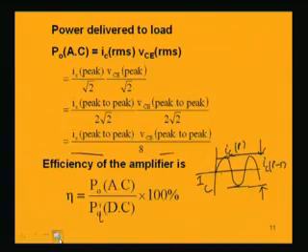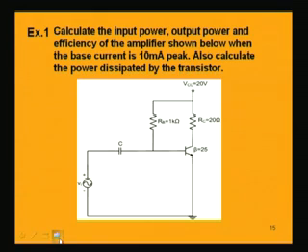But now, before going to the transformer coupled amplifier, let us try one example dealing with this class A series fed type of power amplifier. So, in this example, we have this class A series fed power amplifier, and the value of beta, the transistor gain, is 25, RB is equal to 1 k ohm, RC is equal to 20 ohm, VCC the supply voltage is 20 volt. Now, we are to calculate the input power, output power and efficiency of the amplifier.